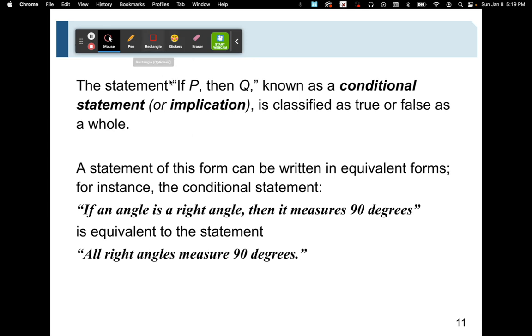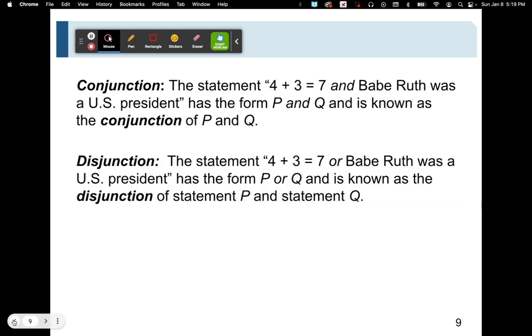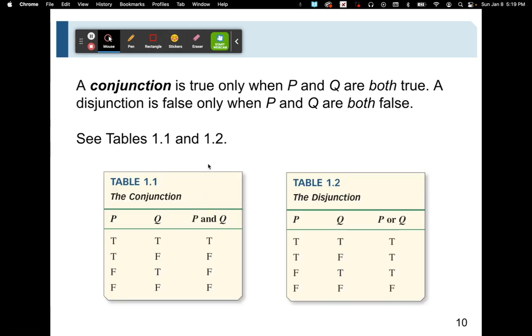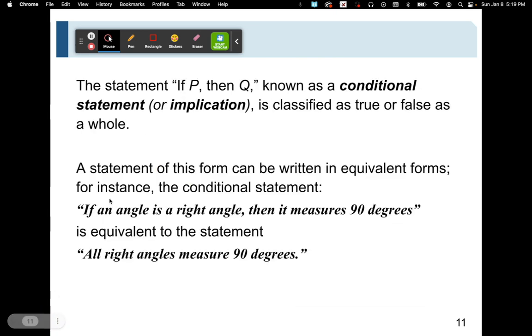In a conditional statement, we had a conjunction, which is P and Q, and a disjunction, which is P or Q. Now we're on to a conditional statement. In a conditional statement, it's if P, then Q. It's like an implication saying if this happens, then this will happen. And this can be classified also as true or false.